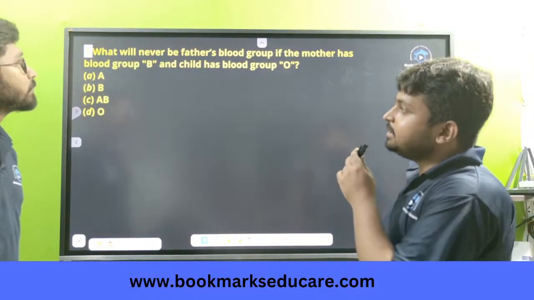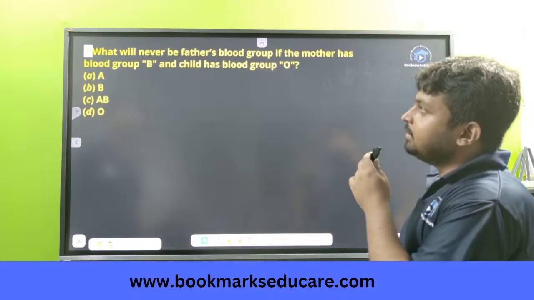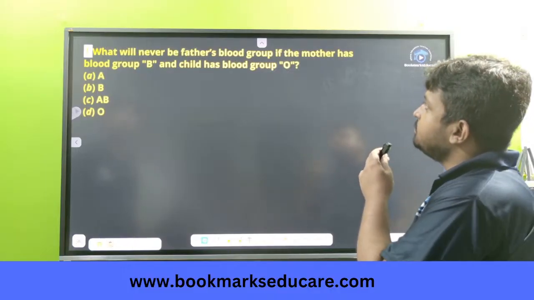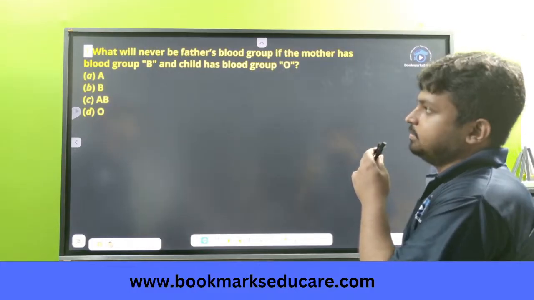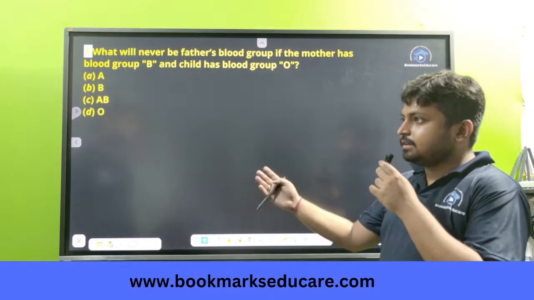So the question is, what will never be the father's blood group if the mother has blood group B and the child has blood group O? So let's see the answer.